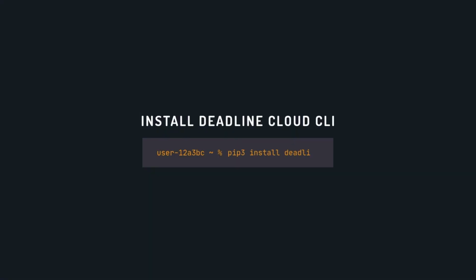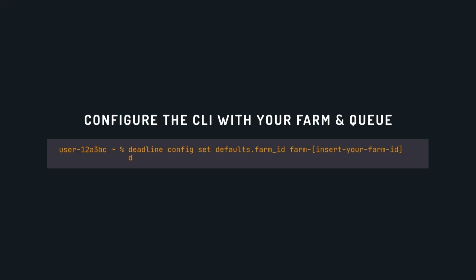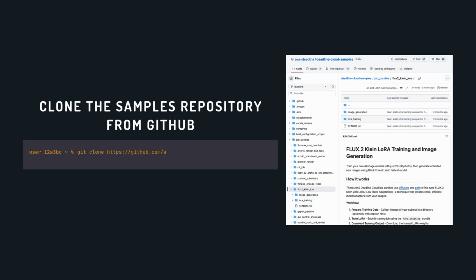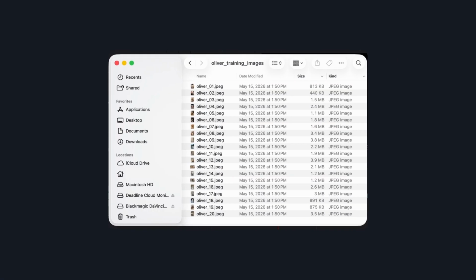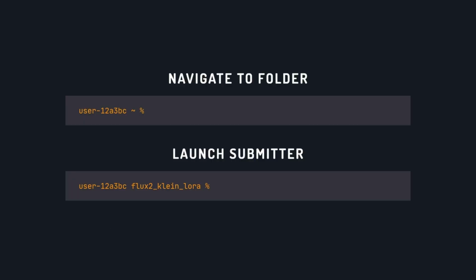On my local machine, I installed the Deadline Cloud CLI with pip, then configured the CLI with my farm and queue ID so it knows where to submit jobs. This can also be done within settings in the submitter GUI. I also cloned the needed job bundles from the samples repo in GitHub. For training data, I have my PNG images in a folder. No caption files needed. The job will auto-generate captions from the instance prompt we provide.